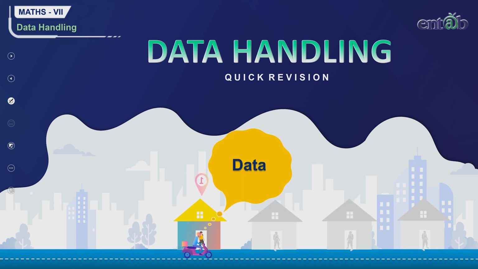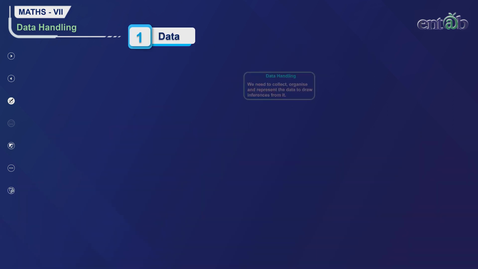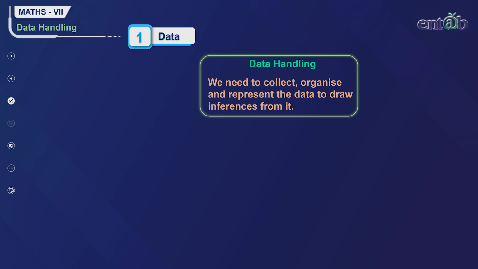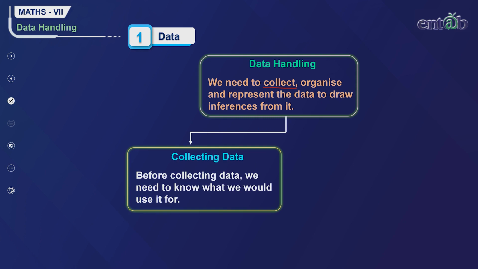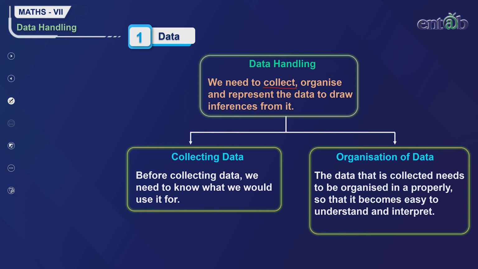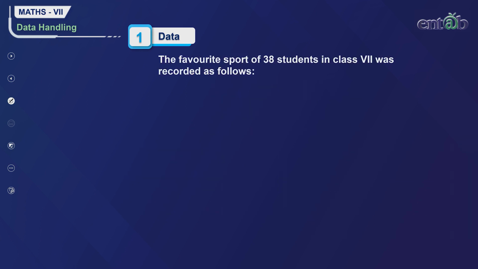First of all, we will talk about data. We need to collect, organize and represent the data to draw inferences from it. When we are talking about collecting the data, we need to know before collecting it why we need this data and what will be the use of this data. Then when we are organizing the data, we need to properly organize it in tabular form so that we can draw inferences from it, like this.